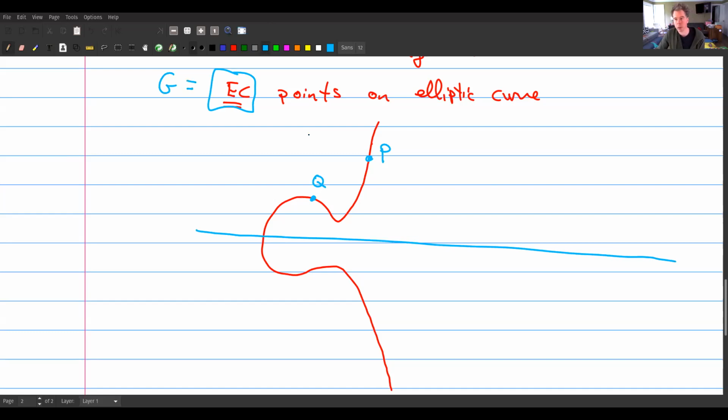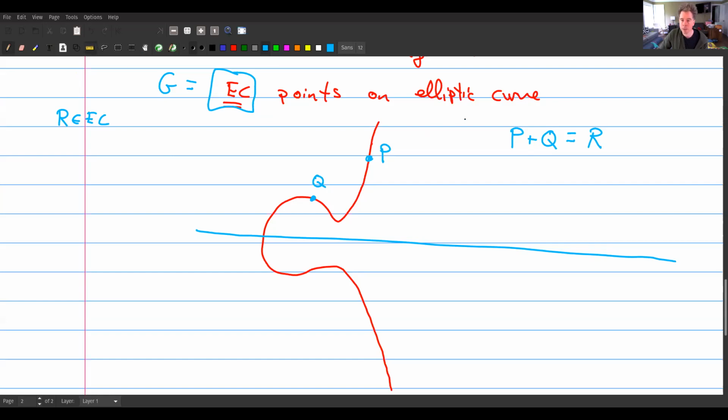And what is a group? A group is a set with an operation. And we're going to just denote the operation here by plus, because that's traditional. So given P and Q in here, the first thing a group needs to be is closed. So if P plus Q is equal to R under this operation, which we're about to define, it has to be true that R is also on the elliptic curve, right? So here's what you do.